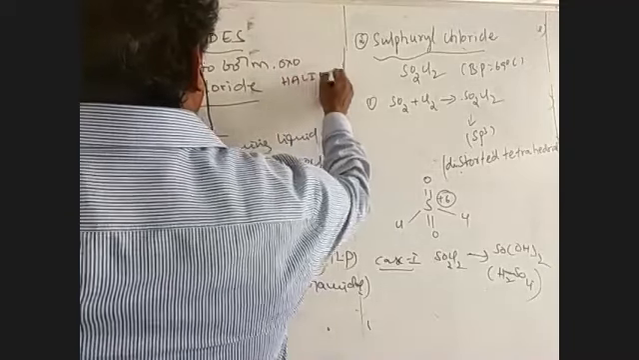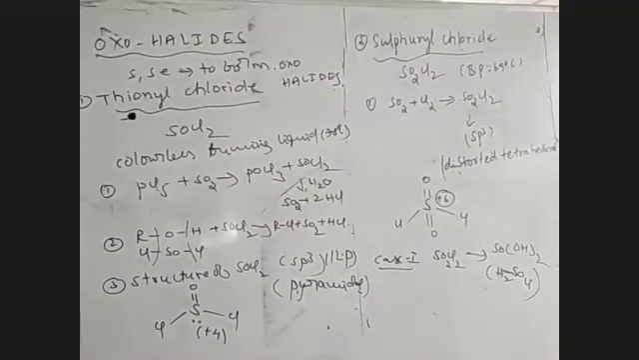Remaining elements do not form oxohalides due to the presence of big size. Oxygen does not form oxohalides due to the absence of d sublevel.